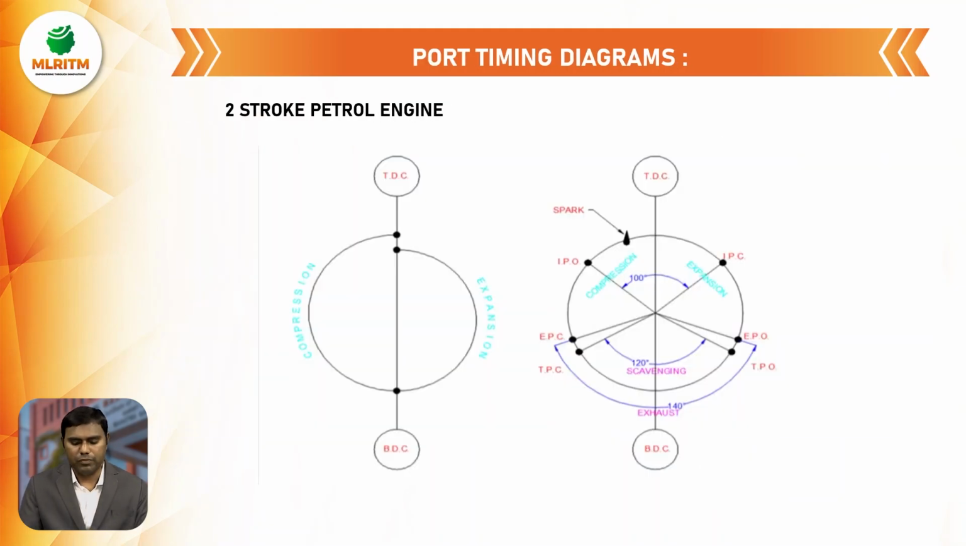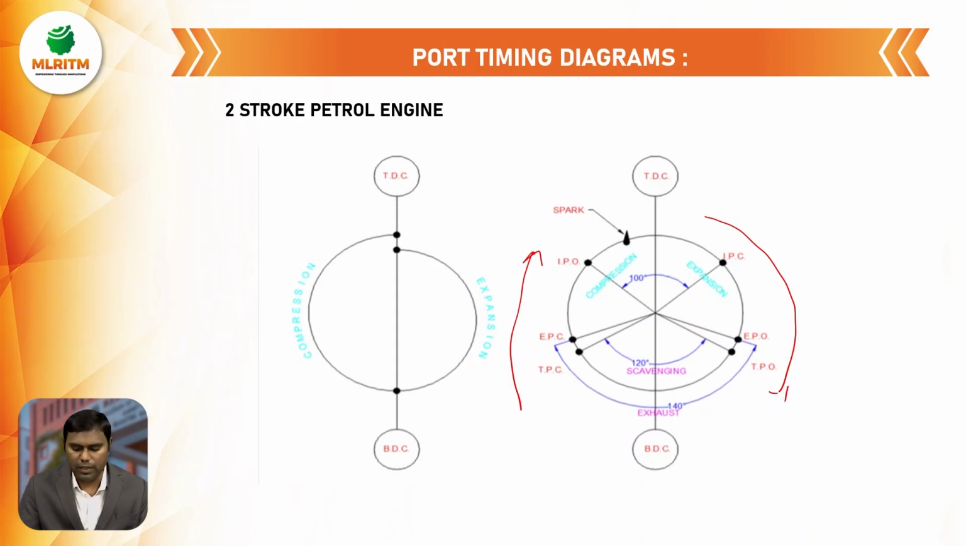Next, coming to the petrol engine. In the two-stroke petrol engine, we have ports. There are three ports. This is called the downward stroke, and this is called the upward stroke. Theoretically, it opens exactly at TDC, and it closes exactly at BDC.